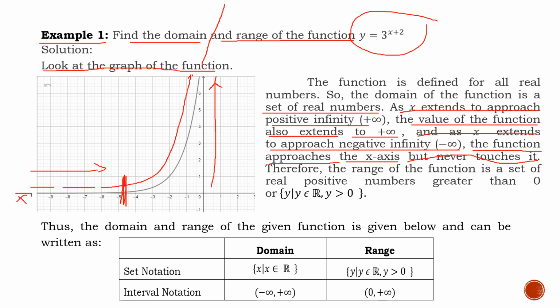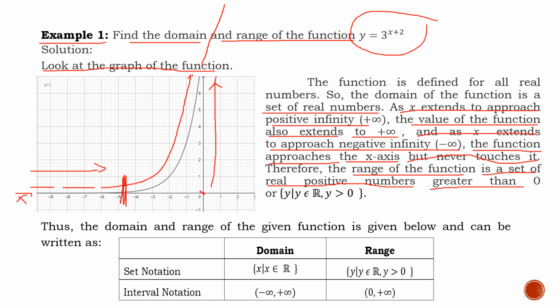So therefore, the range of the function is a set of real positive numbers greater than 0. Yes, it is greater than 0 because your 0, 0 here is at the center. Meaning to say that your graph will be above and parallel to your x-axis, so the lower part of this graph will never pass through your x-axis, and the value of each y-coordinate in the lower part of this graph is greater than 0.